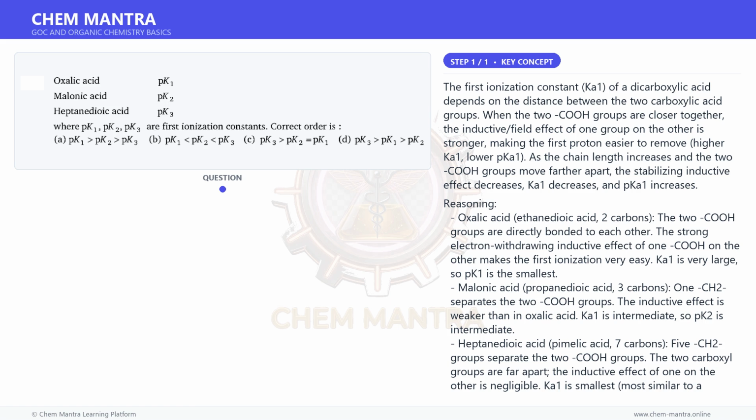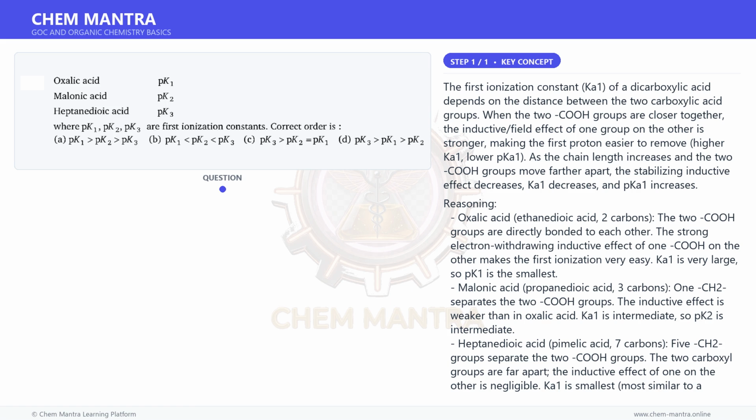Malonic acid, propanedioic acid, three carbons, one CH2 separates the two COOH groups. The inductive effect is weaker than in oxalic acid. Ka1 is intermediate, so pKa2 is intermediate.